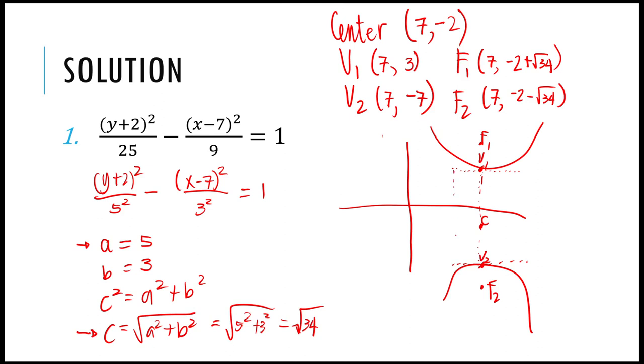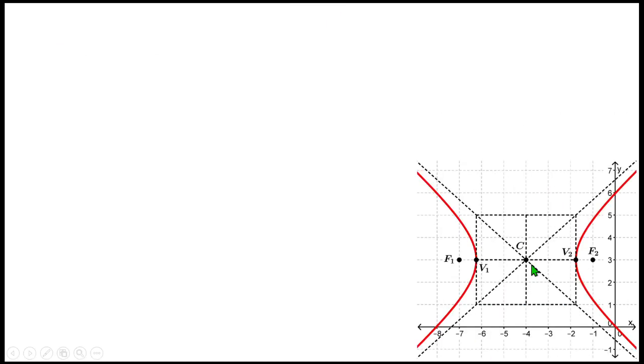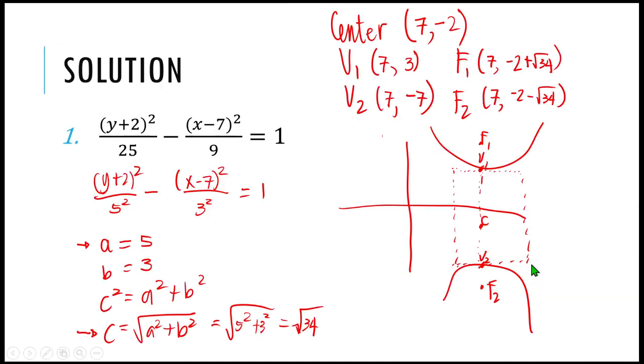Ayan. Ito kunwari, rough sketch ng auxiliary rectangle. And then, dapat dadaan yung diagonal. Yung asymptote ay dadaan dun sa center at dadaan as a diagonal ng ating auxiliary rectangle. Ayan po, ganyan po.